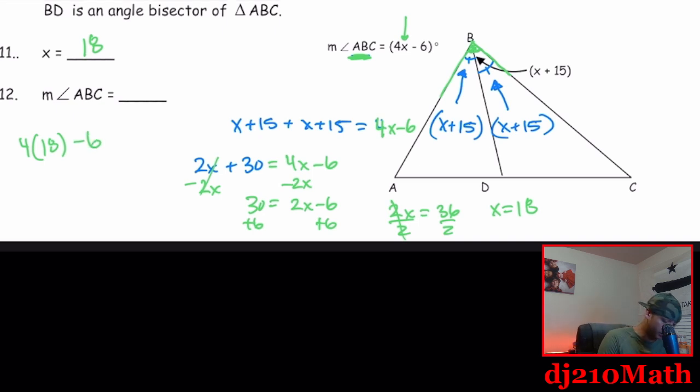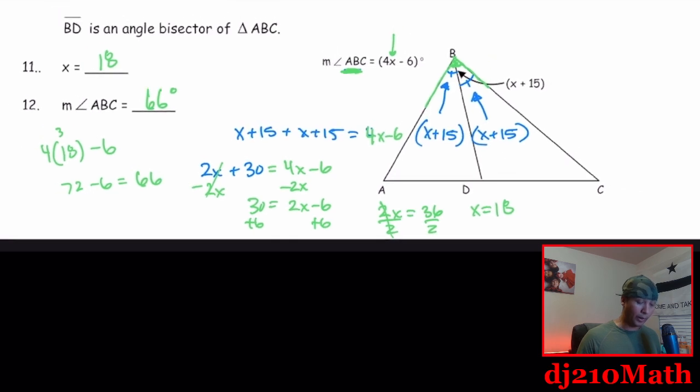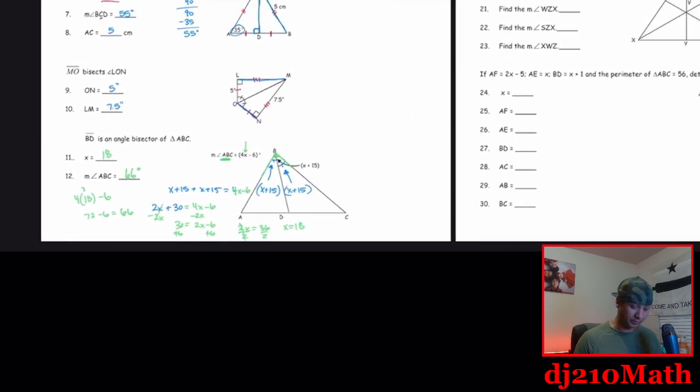4 times 8 is 32. Carry the 3. 4, 5, 6, 7. 72 minus 6, which is 66. So ABC is 66 degrees. I know that one went quick, but you can always pause the video.